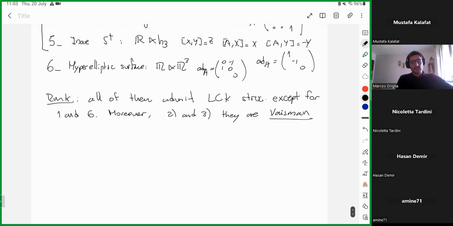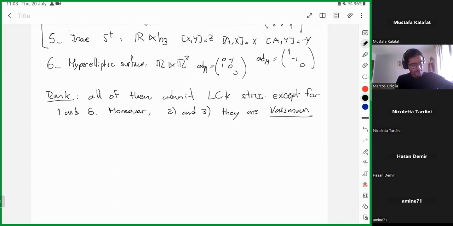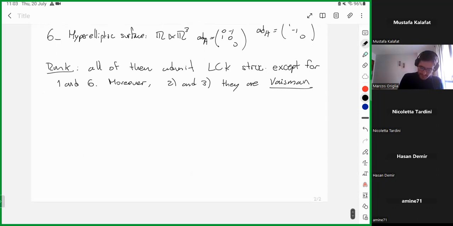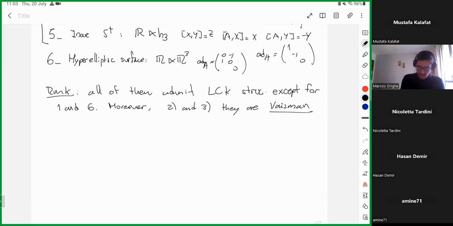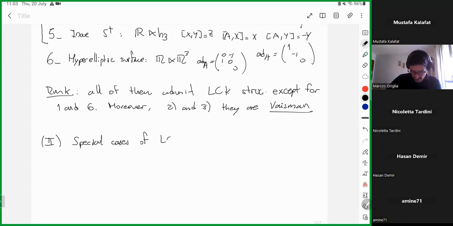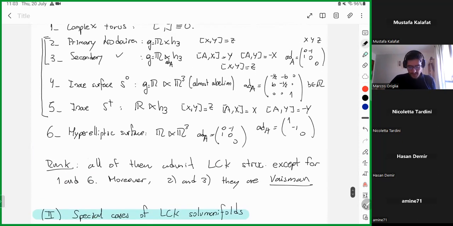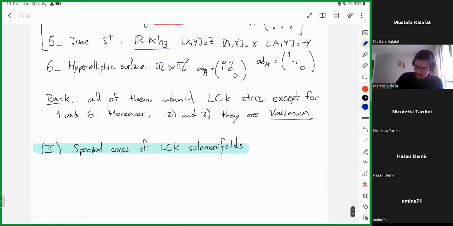Okay, great. So what we want to do now is to try to generalize what's happening in dimension 4 to any dimension. So the second part of the talk will be about special cases of LCK solvmanifolds. If you see, there are mainly two types of Lie algebras. We have almost abelian, so just an extension of an abelian one, and the other case is called almost nilpotent. So you have Heisenberg and then one extra guy acting from outside. So we will consider those two cases in general.